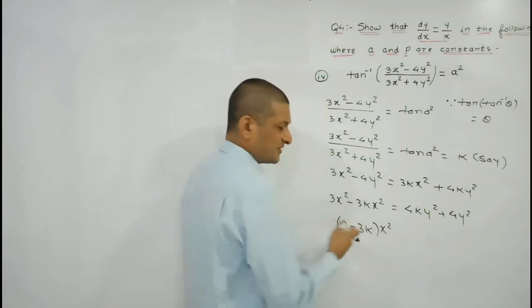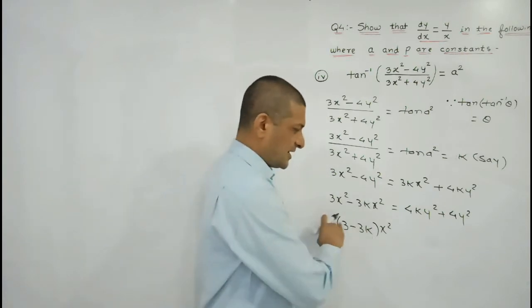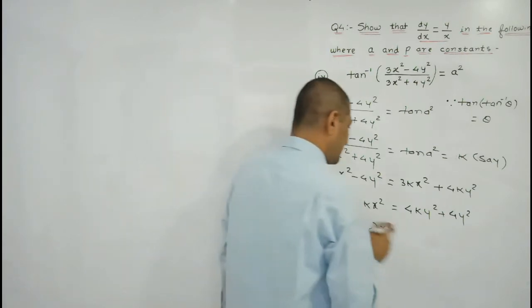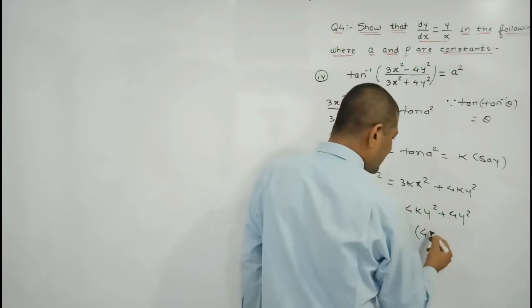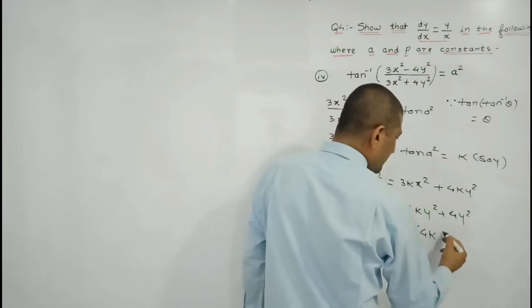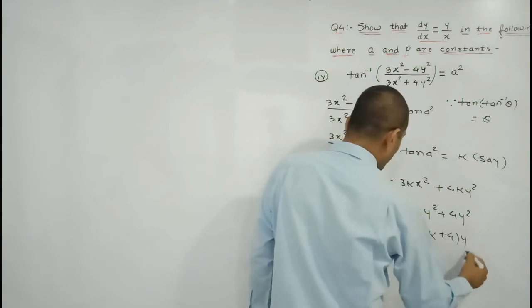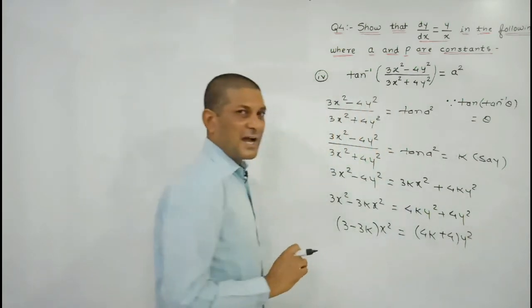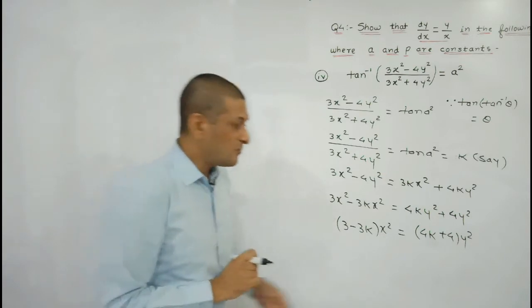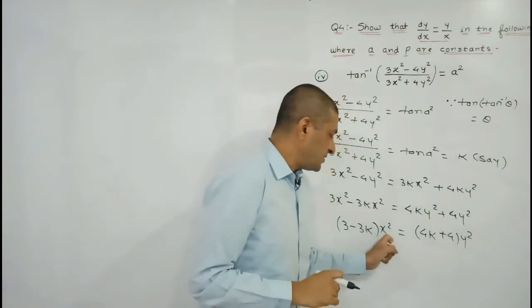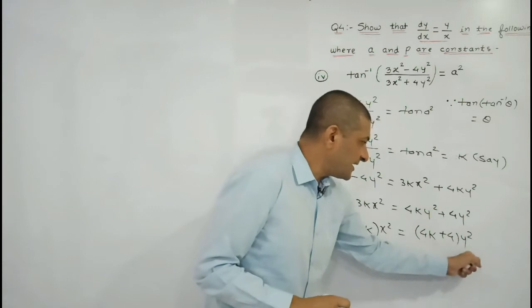Even we are able to take 3 also common. If you want, you are able to take 3 also common. And on this side, if I am taking y square common, so what will get here? 4k plus 4y square. Now I am collecting the terms of variable on one side. Which are the terms of variable? Y and x. तो ये x square इधर आके क्या होगा?